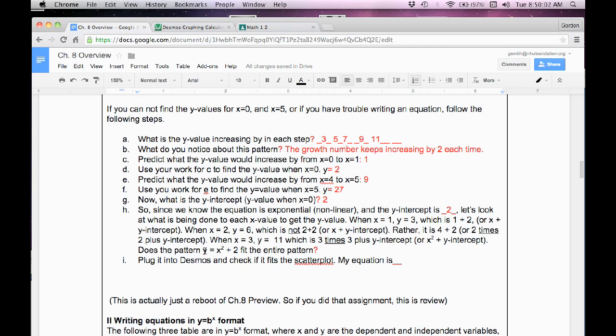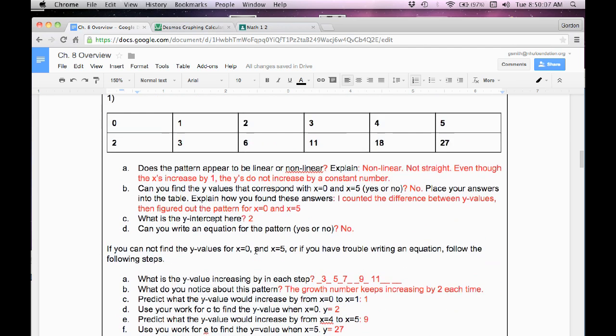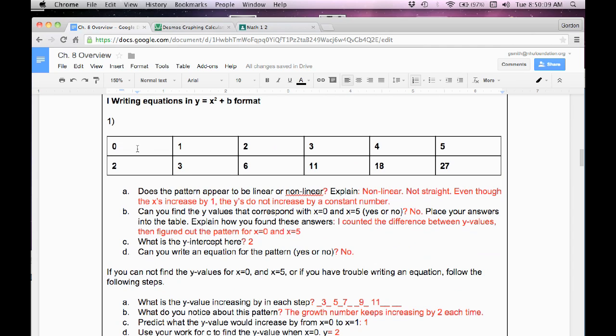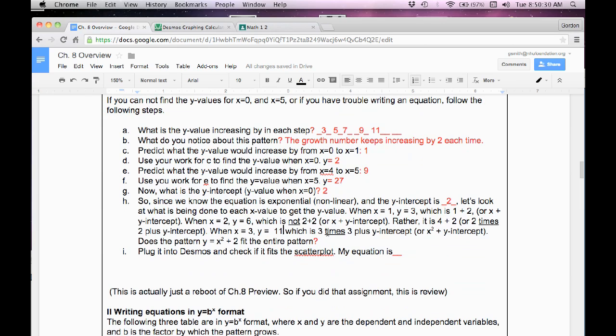So does the pattern y equals x squared plus 2 fit the entire pattern? Let's try that. Y equals x squared plus 2. 0 squared is 0, 0 plus 2 is 2. 1 squared is 1, 1 plus 2 is 3. 2 squared is 4, 4 plus 2 is 6. 3 squared is 9, 9 plus 2 is 11. 4 squared is 16, 16 plus 2 is 18. 5 squared is 25, 25 plus 2 is 27. Does it fit the entire pattern? Yeah, it does.